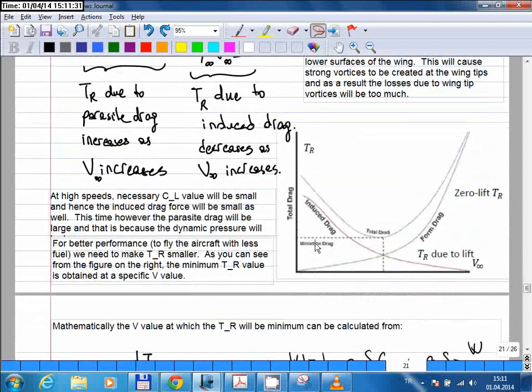And this is a plot I found on the internet, basically showing the same thing. So this is the form drag or the parasite drag. It increases quadratically, and the other one is reduced as the speed is increased. And what's really interesting here is if you add the two, you get this shape. So the total drag force is this curve here.